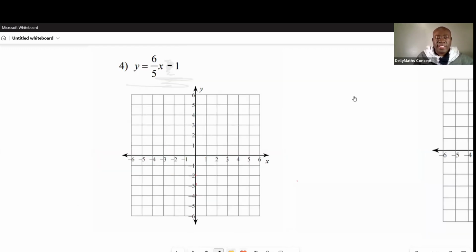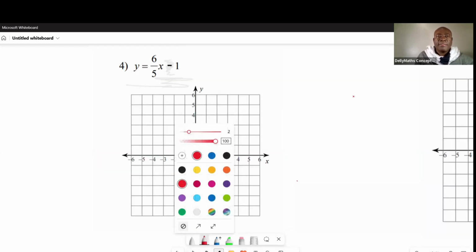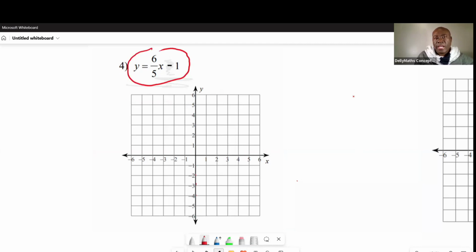So in this question here, what we do have is that y is equal to 6 over 5x minus 1. So let us take out the important details. Our slope is going to be 6 over 5, and our y-intercept, b or c, is -1. So firstly, we want to identify -1 because this is where it crossed the y-axis. So that's 1 point already right here.